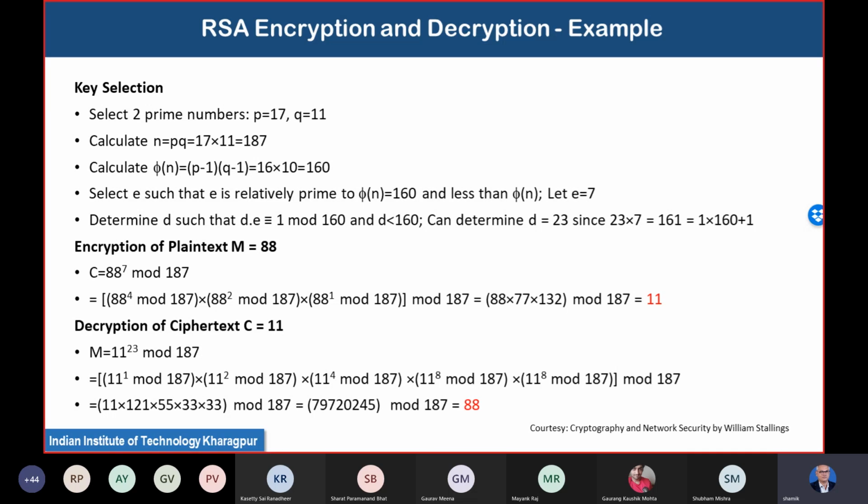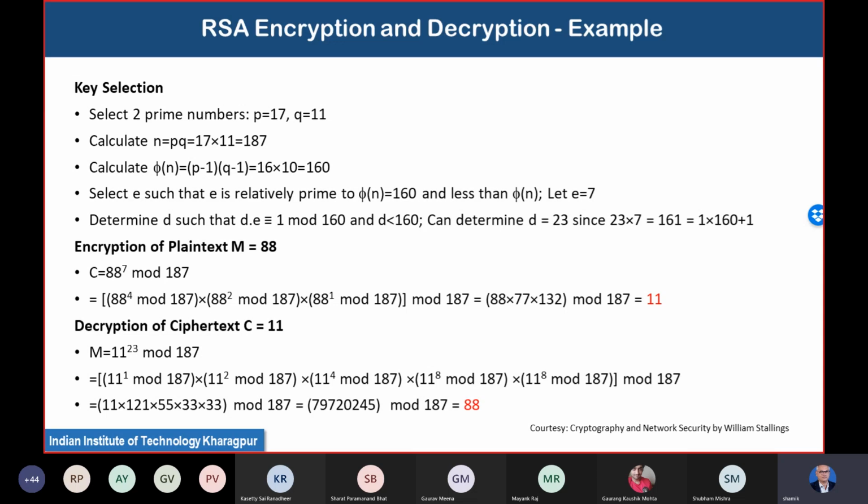Now this modular operation can be broken up like this. Instead of raising 88 all the way to the power of 7, and of course the exponent could have been much larger and raising would have been difficult, one can break it up like this to make the arithmetic simple. Following this simple arithmetic, we end up getting the ciphertext C equal to 11, as is noted there.